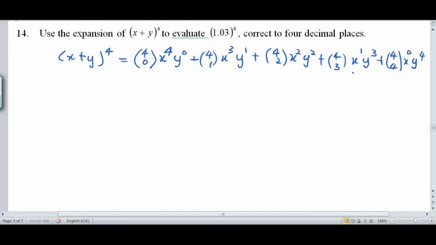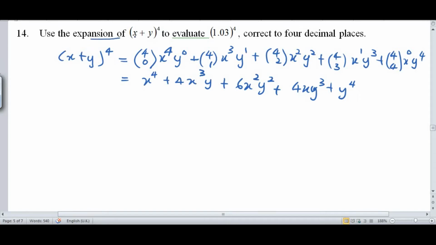Now, from here we get x^4, and then here will be 4, so you have 4x^3 y, and here will be 6, so you have 6x^2 y^2, and then plus 4C3 is 4, 4xy^3, and the last one will be y^4. Okay, so we are done with the expansion.